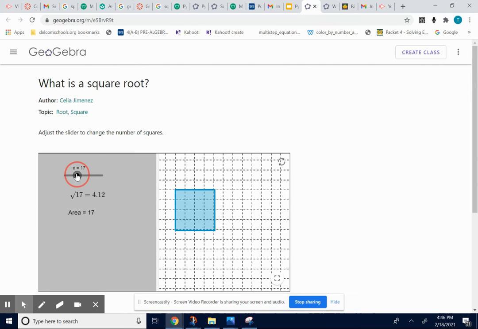Let's look at another one. Let me get 16 here. So this is a square with area 16. An edge of this square is 4, and 4 is the square root of 16. You get it? An edge of a square is the square root of the square's area.